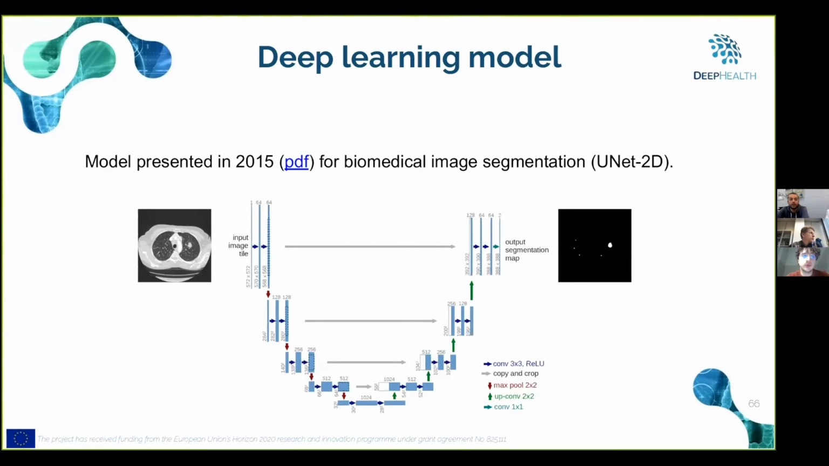So we have the input and we want to produce the output, where in this case, the output is a binary mask where 0 stands for background and 1 stands for the white pixel. So this was an overview of the first part of the pipeline for image segmentation, for lung nodule segmentation.